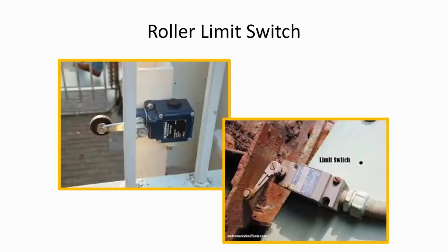Here you can see the roller limit switch. This is also used to sense the position of an object. Here it is used in detecting the gate position. When the gate comes to a closing position, the limit switch is activated, and when the door is open, it comes to the previous position. So it opens and closes a contact. By that we can sense the position of a particular object.